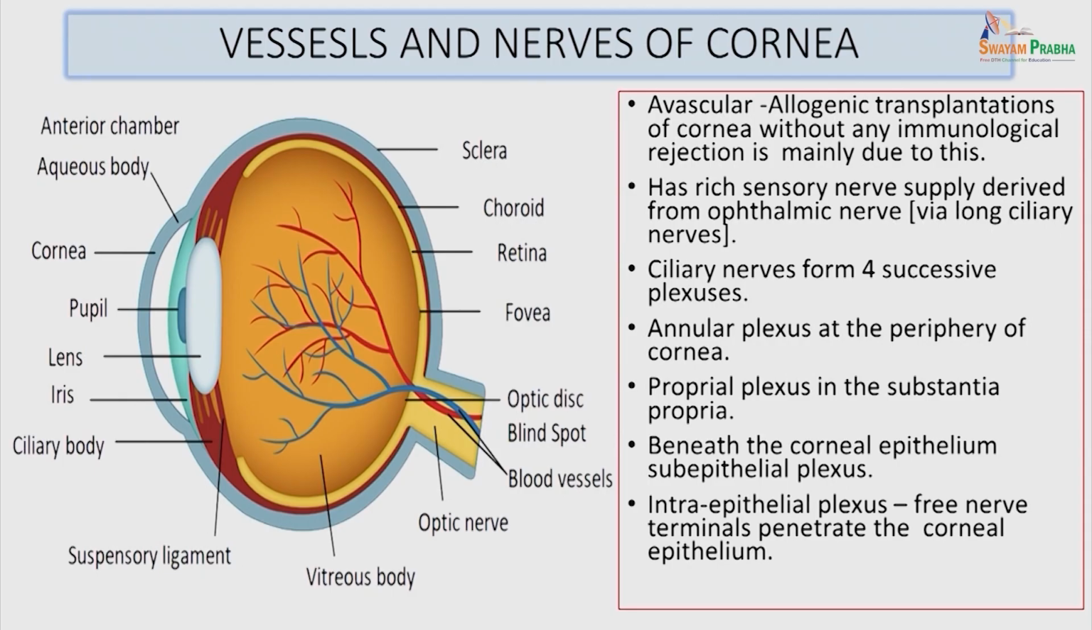The ciliary nerves form 4 successive plexuses: the annular plexus at the periphery of the cornea, the proprial plexus in the substantia propria, the subepithelial plexus beneath the corneal epithelium, and the intraepithelial plexus. Free nerve terminals penetrate the corneal epithelium and form the intraepithelial plexus.